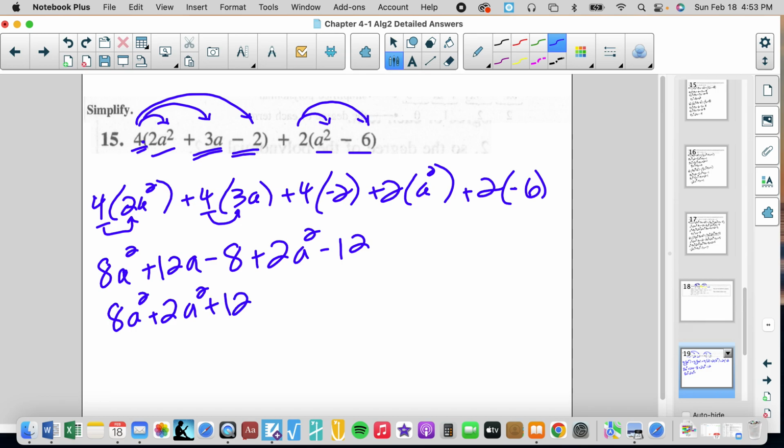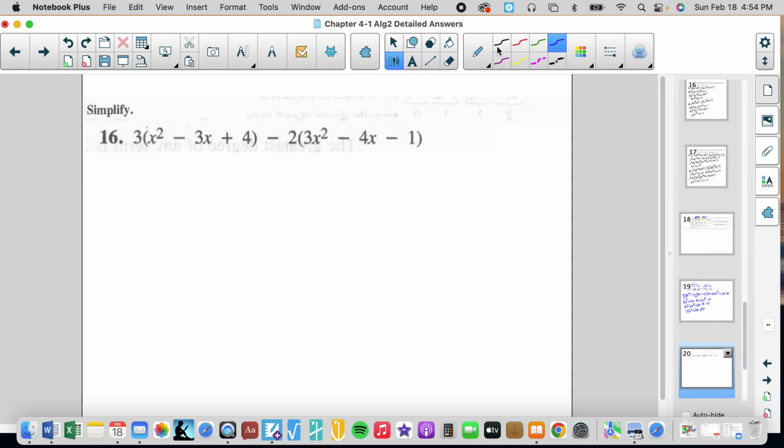because I like taking my time, so I know what I should get, and I'm writing it correctly. So 15 goes back to that one. So let's take a look-see. 15 should be 10a squared plus 12a minus 20. We are good to go.